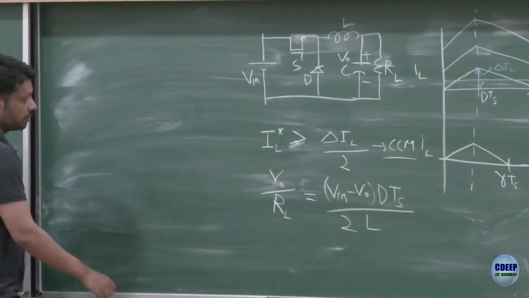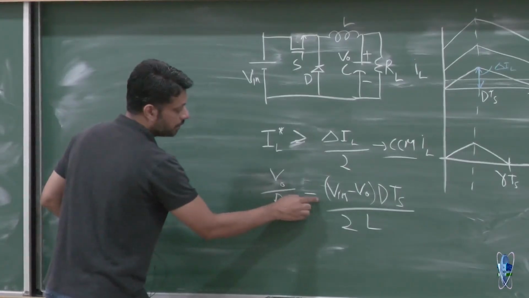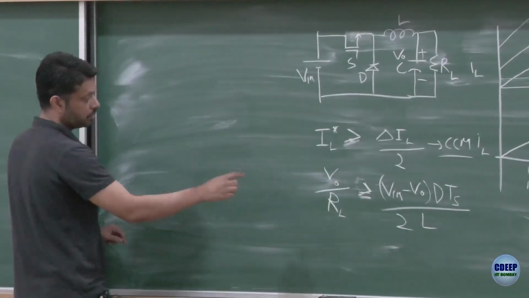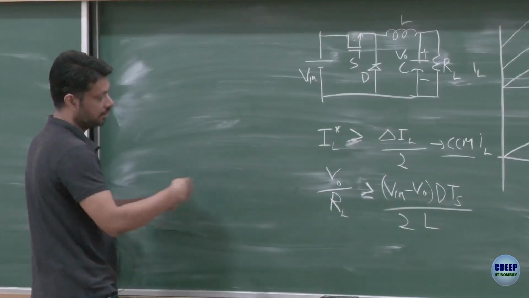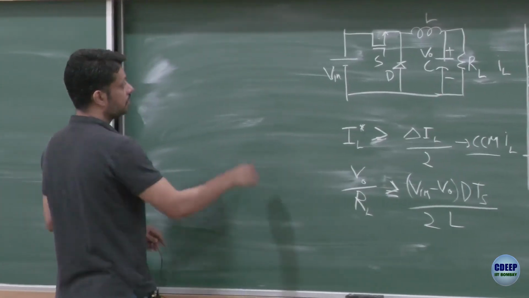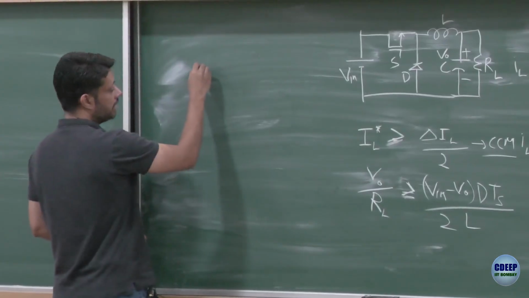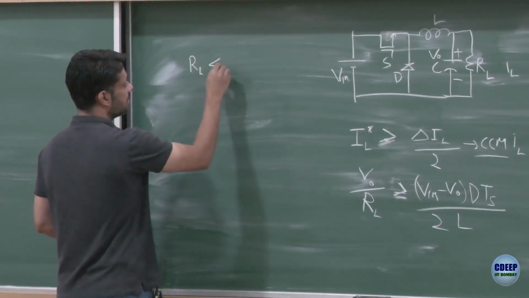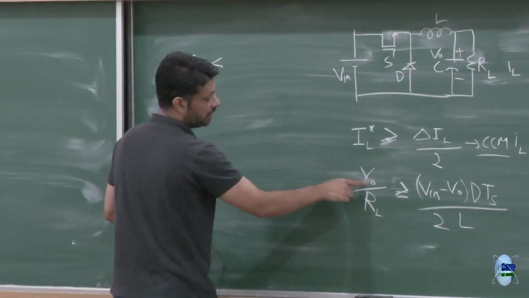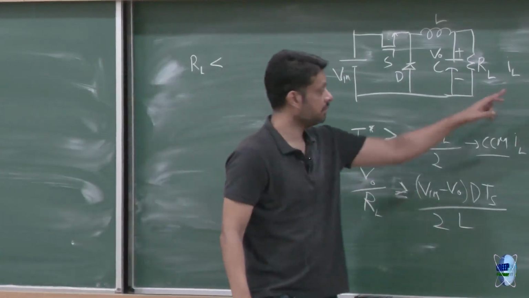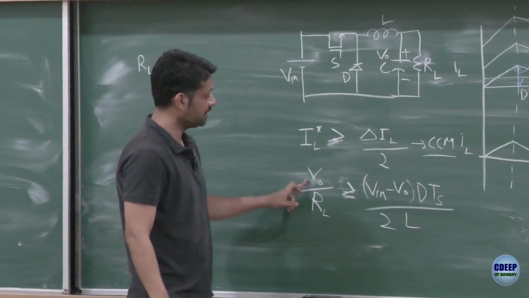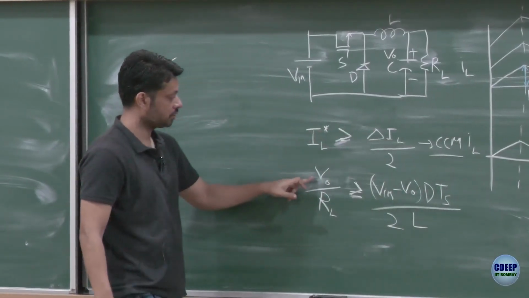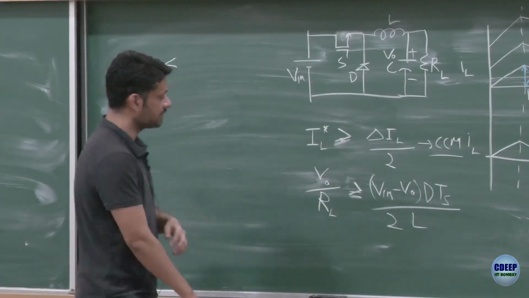So if you solve it, what do you get? Let me put this as a greater-than condition here for CCM. You can take RL to that side, then substitute things, and you would get RL to be less than Vo. Now since Vo I can substitute as D times Vin for this case, because it's the same as continuous conduction mode, some things will cancel out.